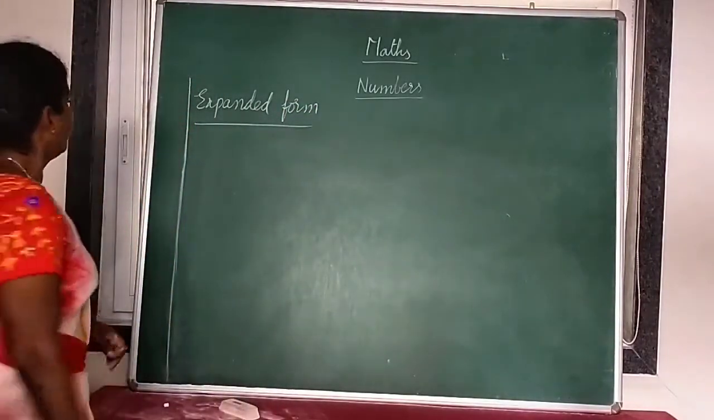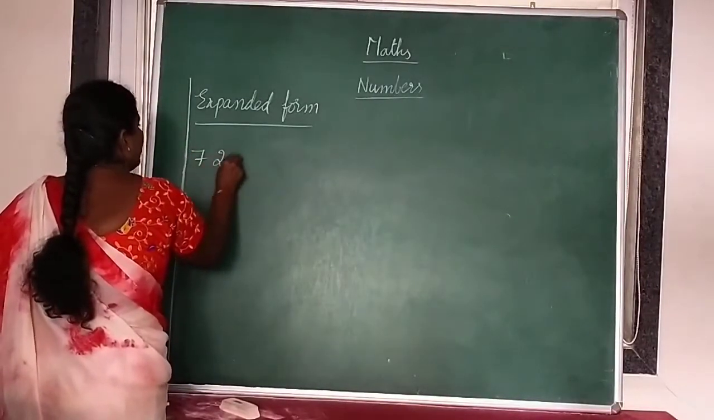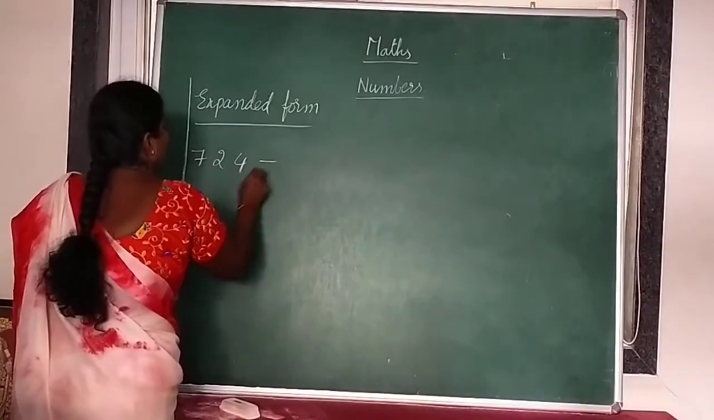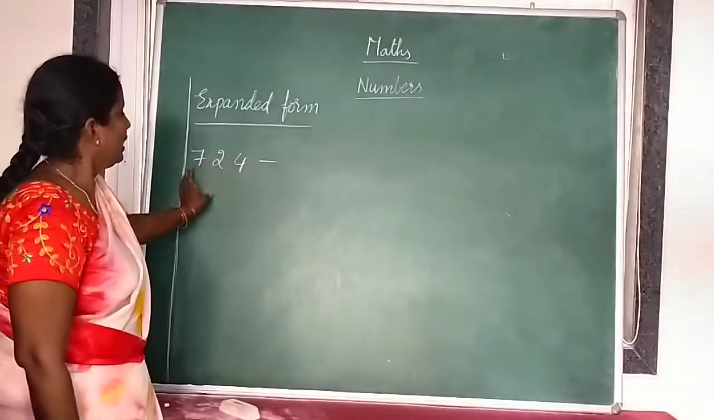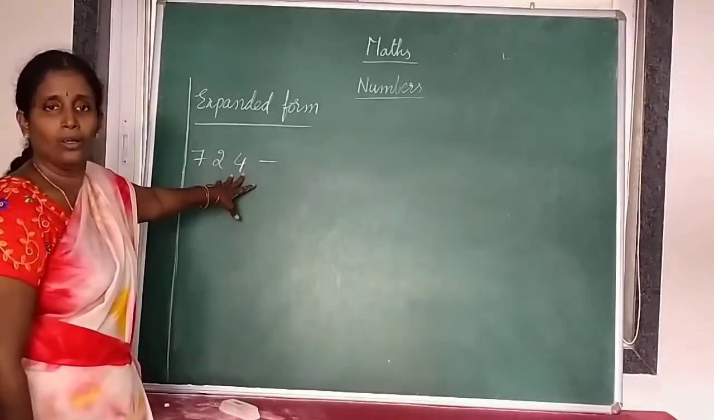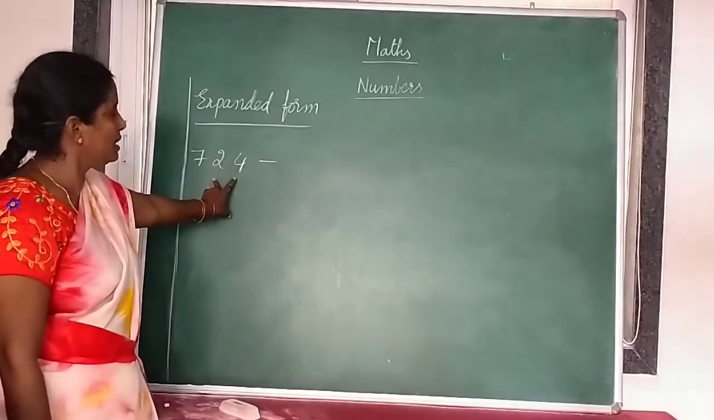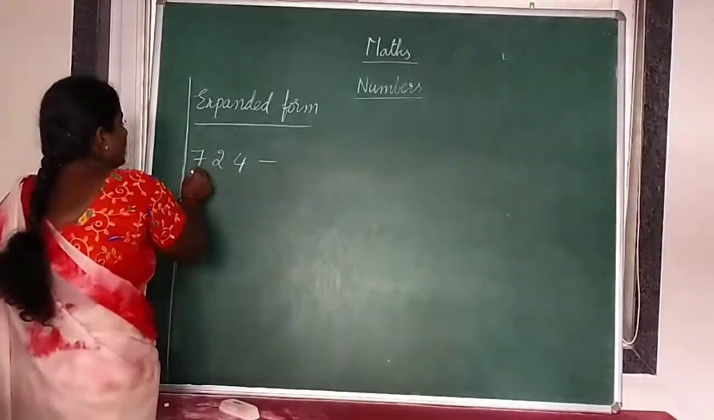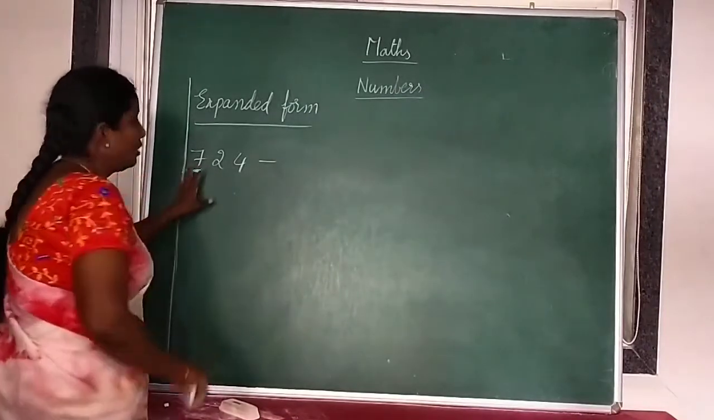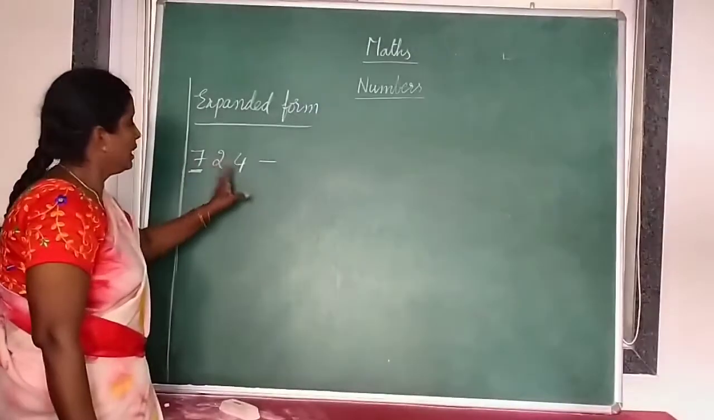Expanded form. I am writing a number here, 724. We have to write the expanded form of this number. To write the expanded form, we have to use place values and the symbol of addition. What is the symbol of addition? Plus. So we have to write the place values of each and every digit.